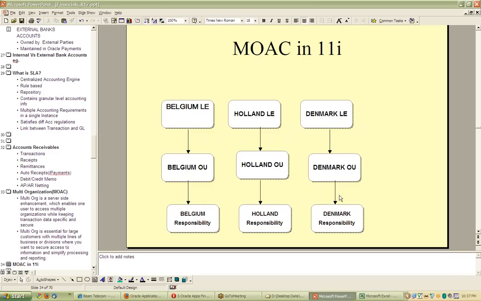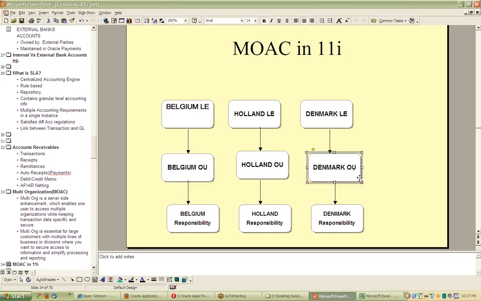In 11i, it was like this. We had operating units, and we had responsibilities tied to each operating unit. Let us take a payables clerk who enters invoices. Let's say he has access to three operating units: Belgium, Holland, and Denmark. His job is to enter invoices.